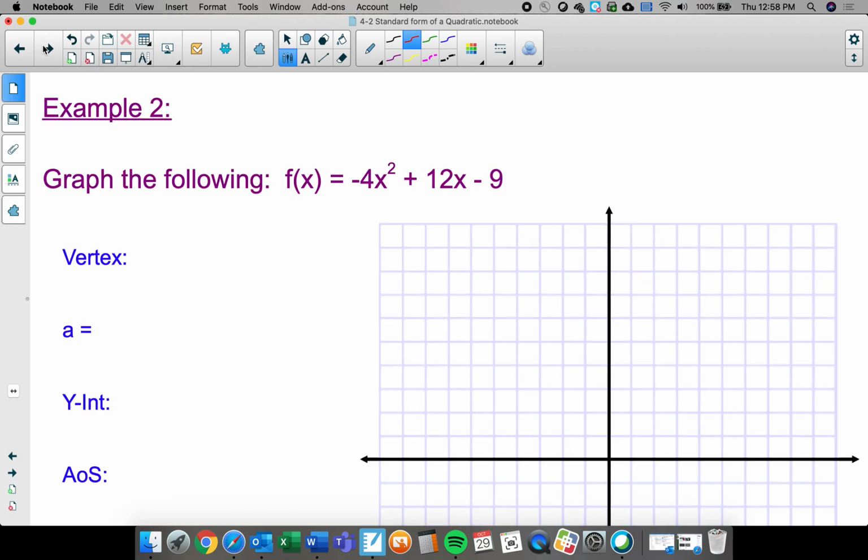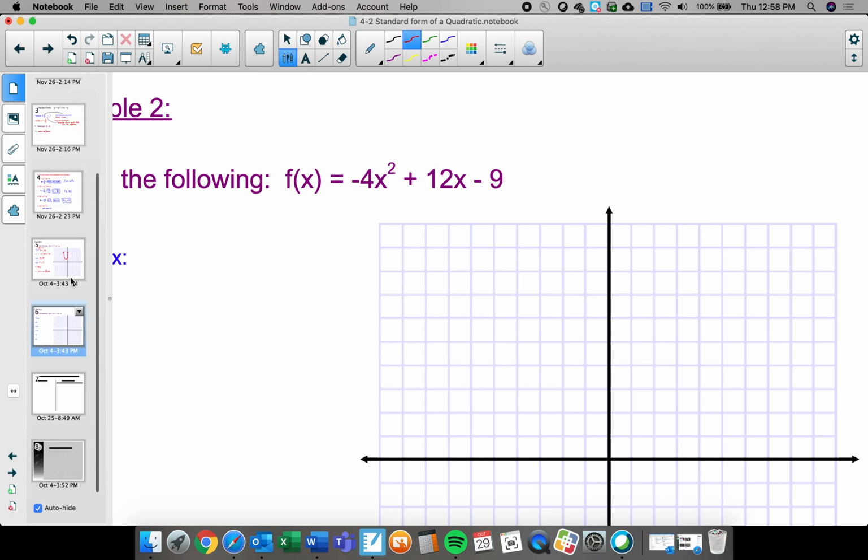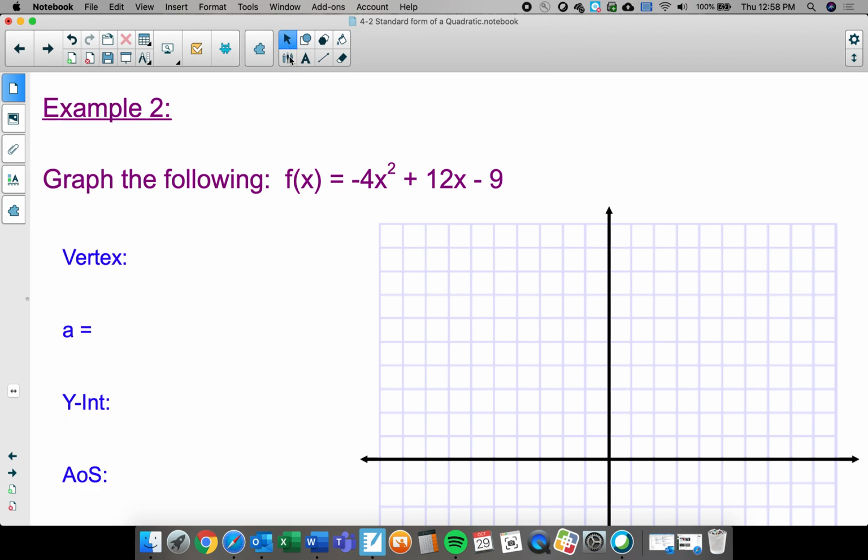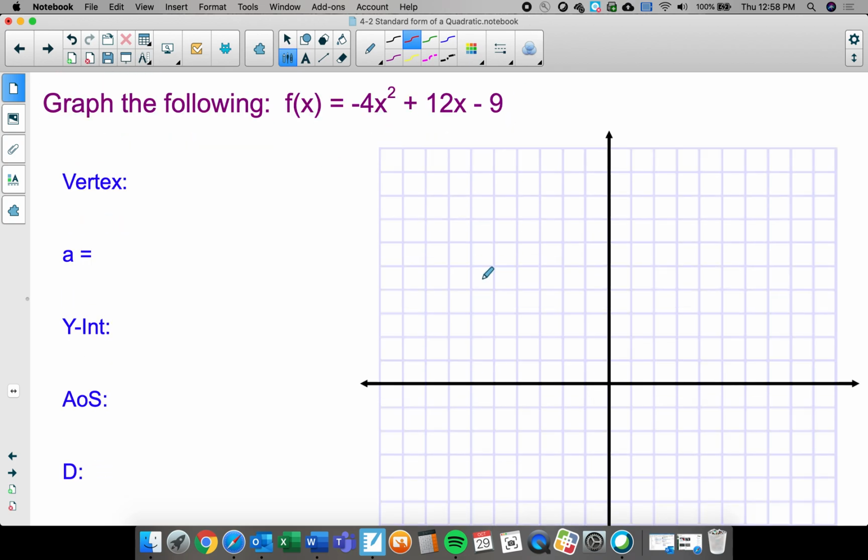All right, let's do one more here. Let's try one more as we take a look at this. All right, so let's try that. Same concept again, this time, as we go through and we find the vertex here.